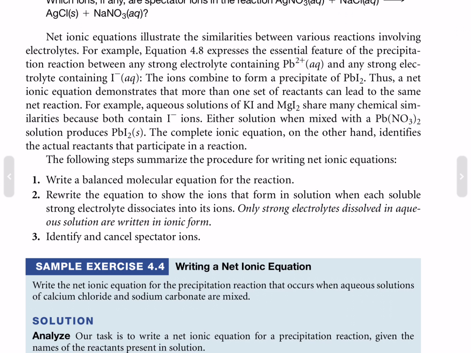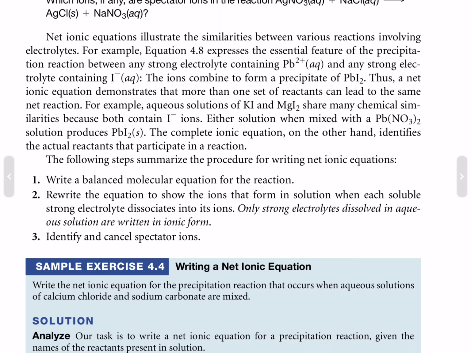For example, aqueous solutions of potassium iodide and magnesium iodide share many chemical similarities because both contain iodide ions. Either solution, when mixed with lead nitrate, produces lead iodide. The complete ionic equation, on the other hand, identifies the actual reactants that participate in the reaction.